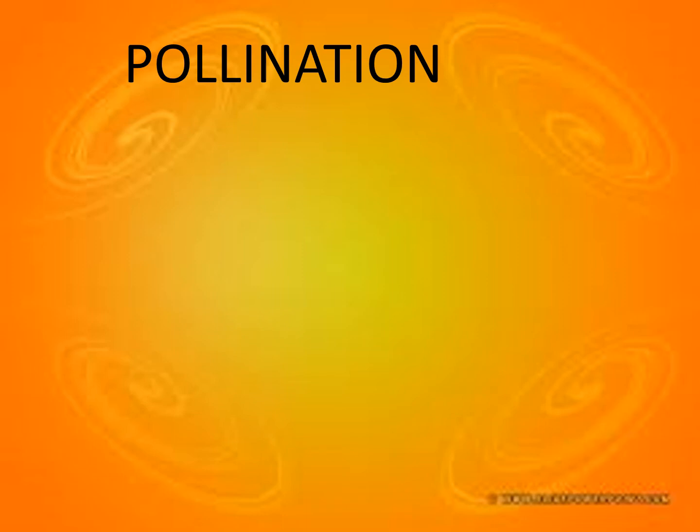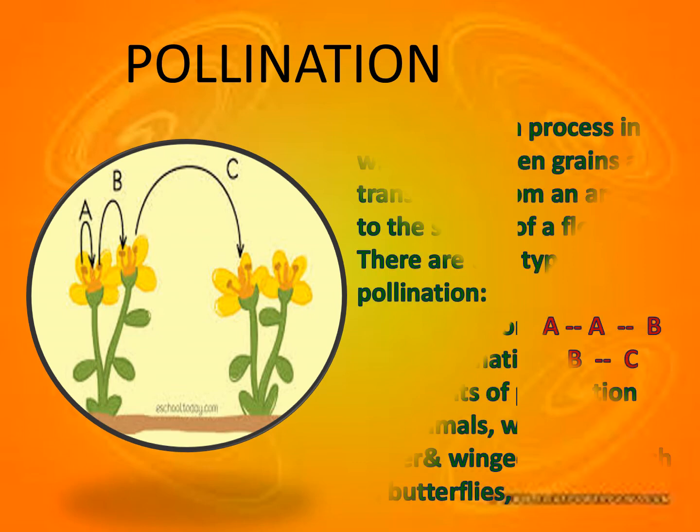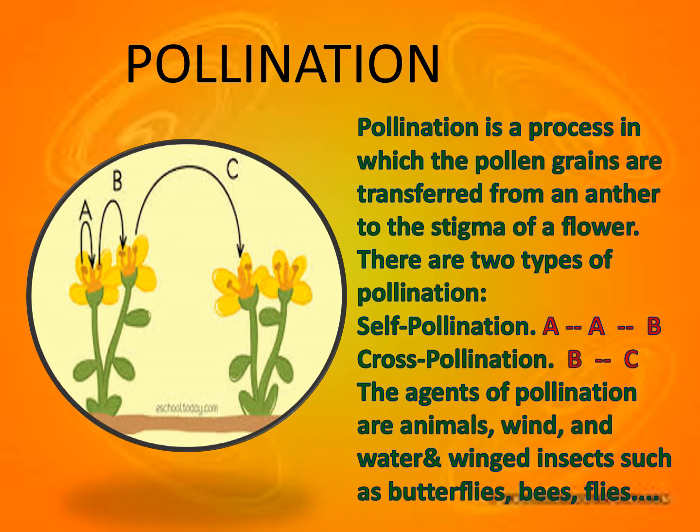Another process of sexual reproduction is pollination, which occurs with the help of abiotic agents such as wind and water and biotic agents such as insects and other animals. Now, when pollination involves only one flower or 2 flowers born on the same plant, it is called self-pollination. You can see here, if it takes place within the same flower as in A or within another flower of the same plant as in B, this kind of process is called self-pollination.